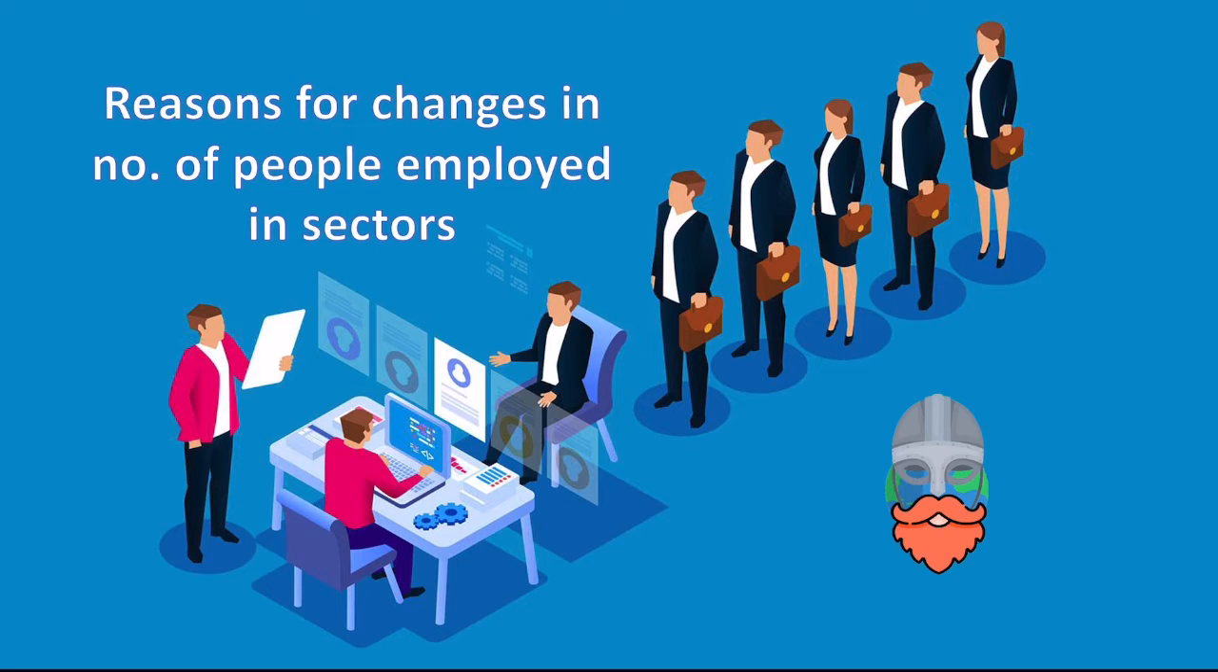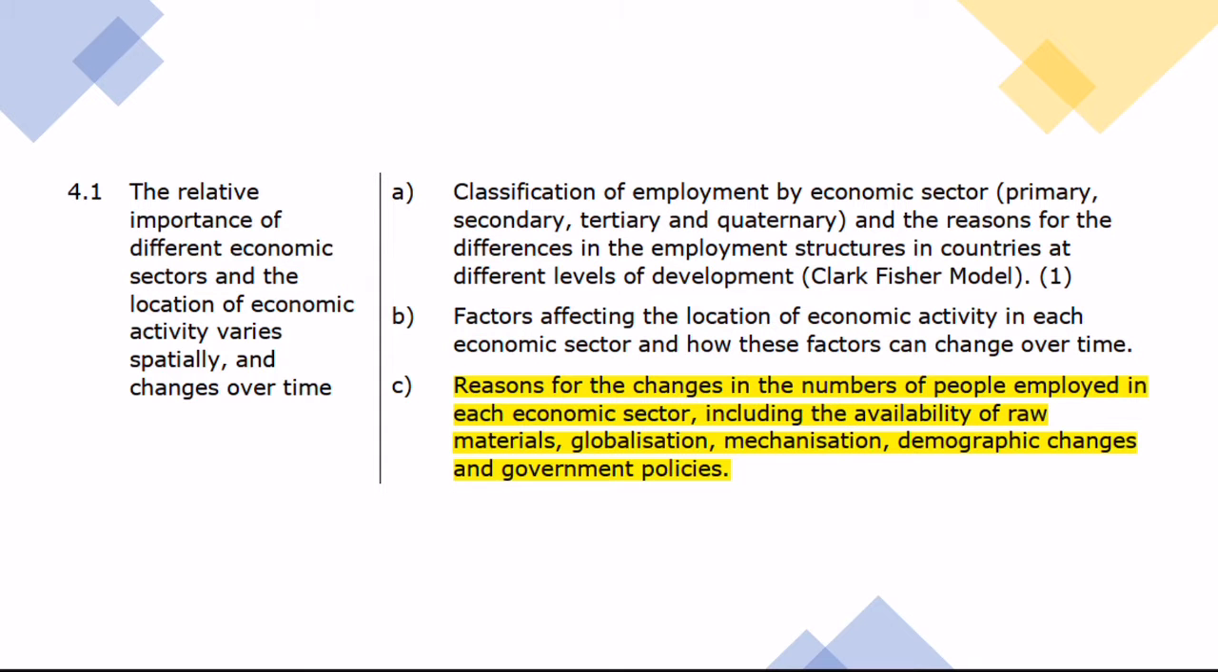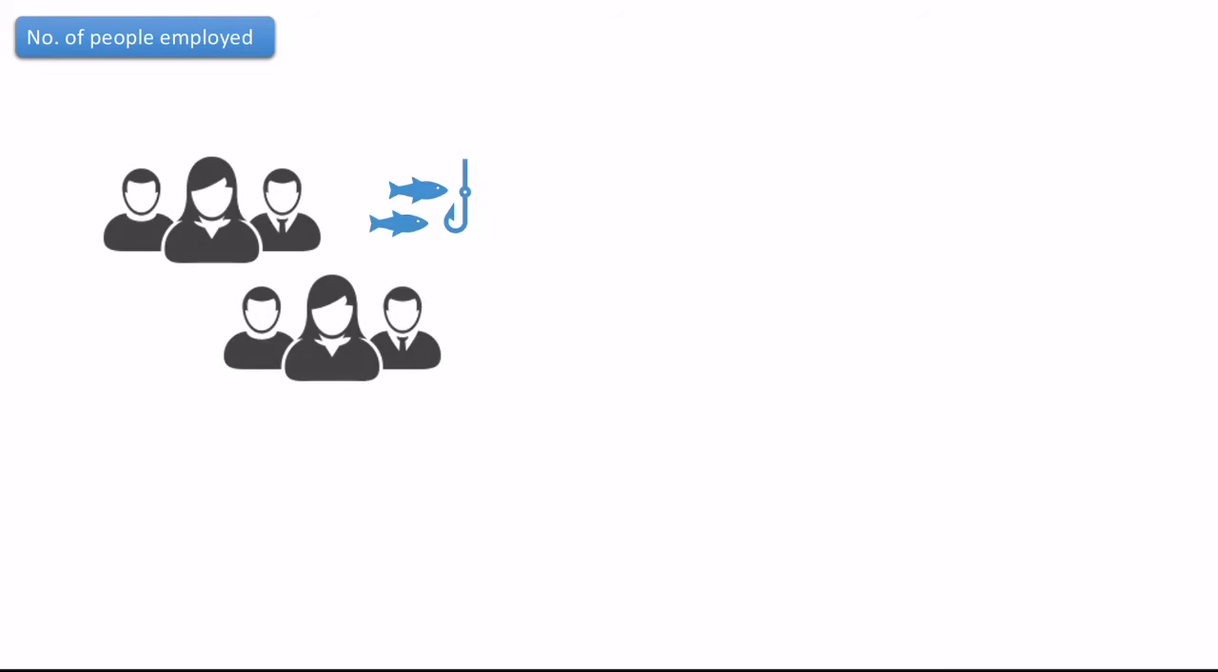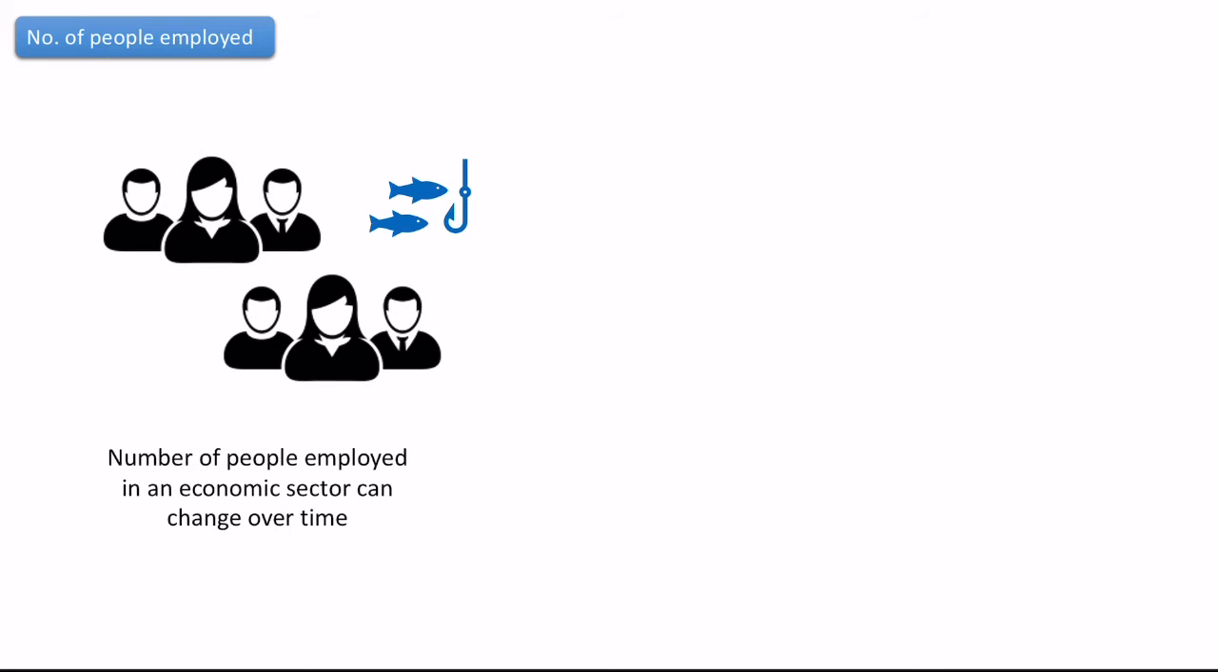In today's video, I'm going to be looking at the reasons for changes in the number of people employed in different economic sectors. This is for the IGCSE geography specification, and I've highlighted in the economic activity and energy section where that is relevant. So, one of the most important things to understand is that the number of people employed in an economic sector can change over time.